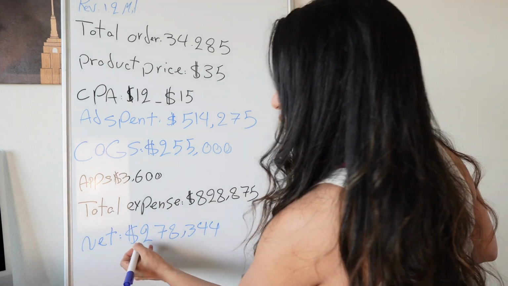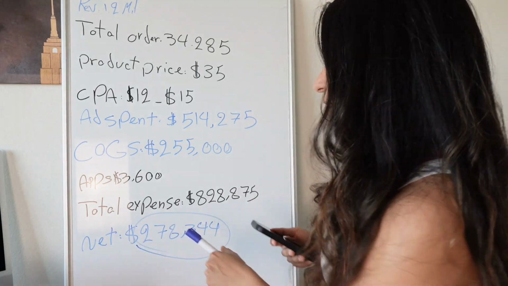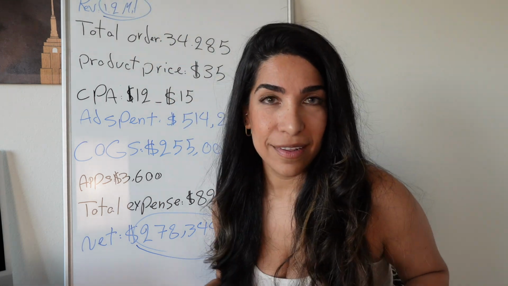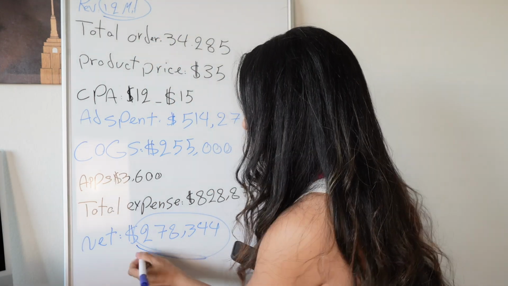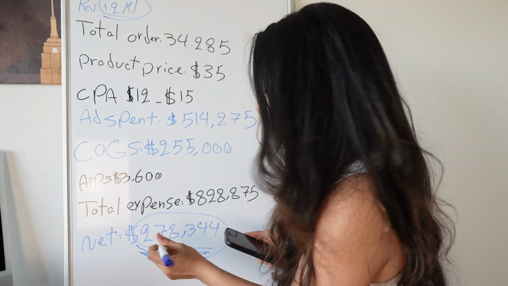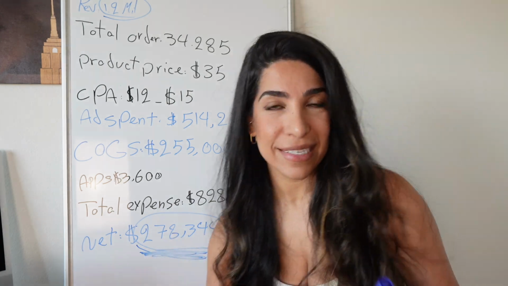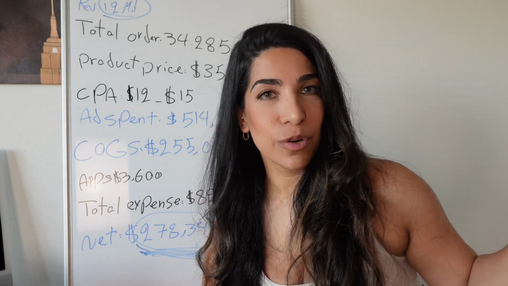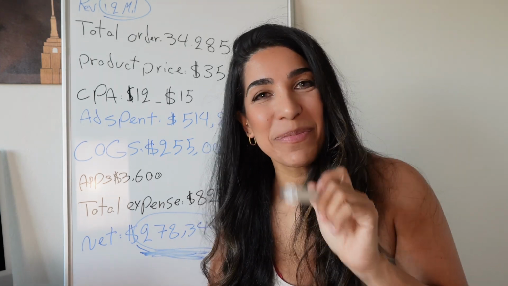So this is what we ended up with, $278,000 from $1.2 million. This is our profit, $278,000. So next time people show you all these big screenshots, ask them, what's your profit? Because that's what's important. There's one common question that I always get asked: how do you pay yourself?